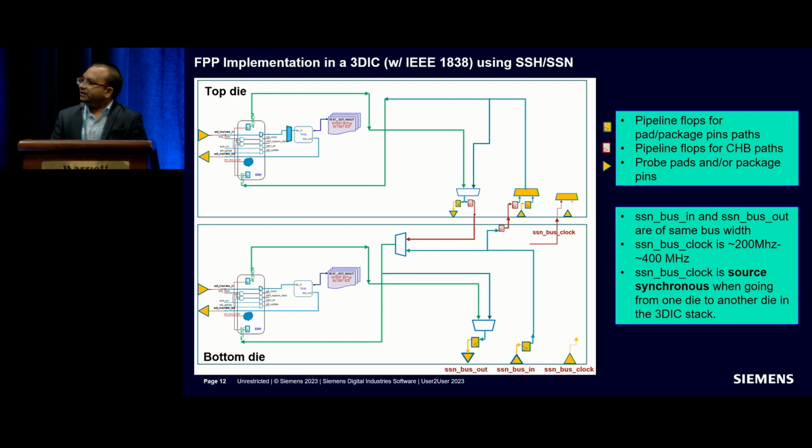This is a more detailed picture. So the SSN tool basically allows you to build a pipeline between the dies, and you can have a variable number of pipelines within each die. You can have a package level SSN bus and then the SSN clock going from the bottom die to the top die. It's a source synchronous clock, and we are looking at anywhere from 200 to 400 megahertz range for this clock. I think the picture is annotated with the pipeline flops and probe pads and the HCB pads between the die.